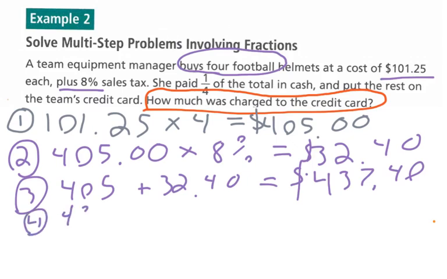So I'm going to take my $437.40 and I'm going to divide it by 4. Now another way that I could do this, so she paid a fourth of it, she put the rest of it on the credit card, and they want to know how much was on the credit card. So she's paid a fourth, and I need to know what 3/4 of it is, basically. So if she's already paid 1/4, that means there's 3/4 left to pay. And that's what they want to know. So what I can do is I can multiply this by 3/4.